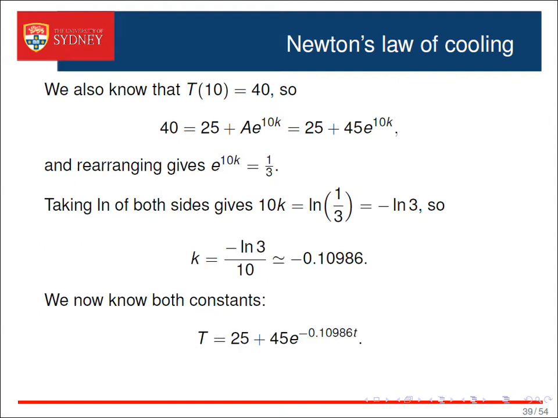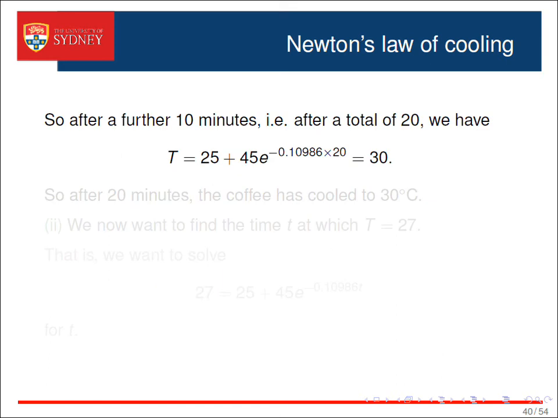So we now know both constants and have an explicit equation for the temperature at time t. Big T equals 25 plus 45 e to the kt, where k equals negative 0.10986, correct to 5 decimal places. To find the temperature after 20 minutes then, we just plug in t equals 20 and see that big T is 30.